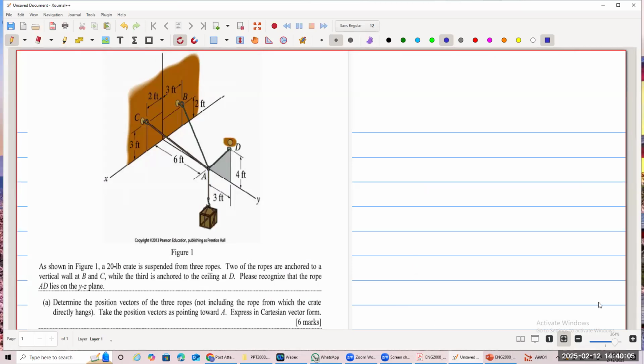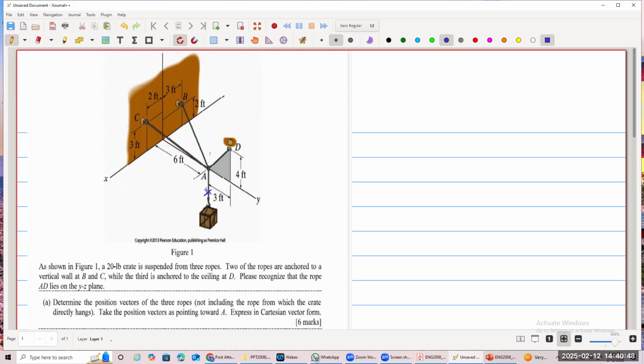All right, so the first part of the question says, as shown in figure 1, a 20-pound crate is suspended from 3 ropes. So we are not concerned with this rope down here. We are concerned with the rope AC and the rope AB, and we're also concerned with which other rope now? AD. So AD is sitting directly over the y.